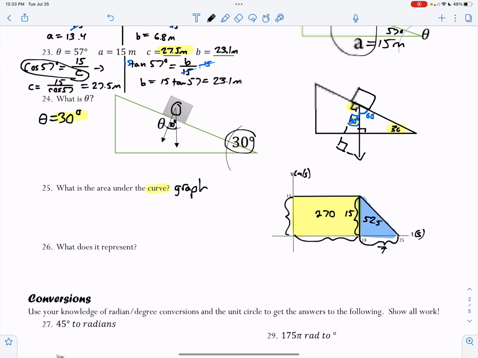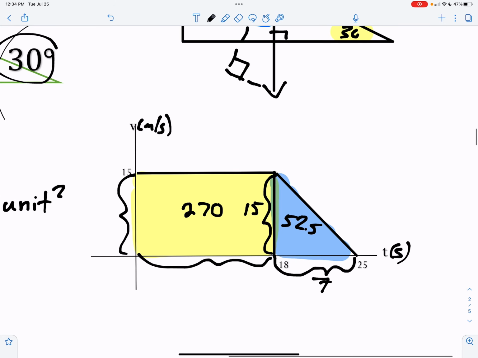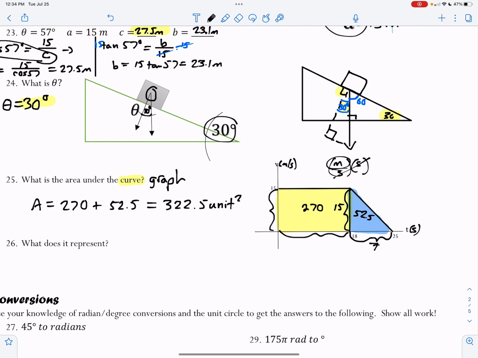Now add those up, and the area would be 270 plus 52.5, and we get 322.5 square units. Now, what are those units going to be? Well, if I'm multiplying meters per second, that's this unit, times seconds, that's that unit, you can see the seconds cancel, leaving you with meters.